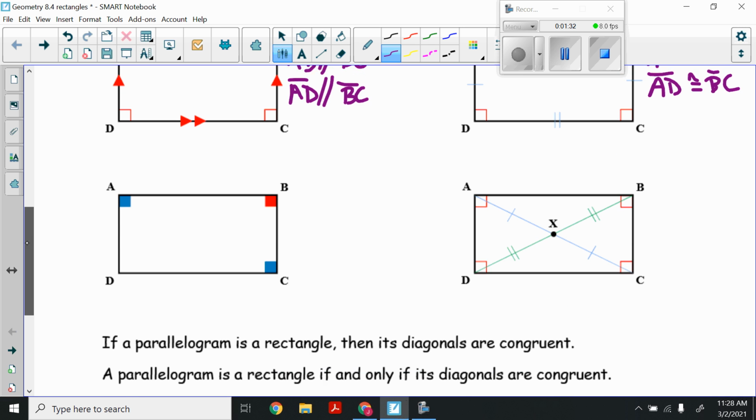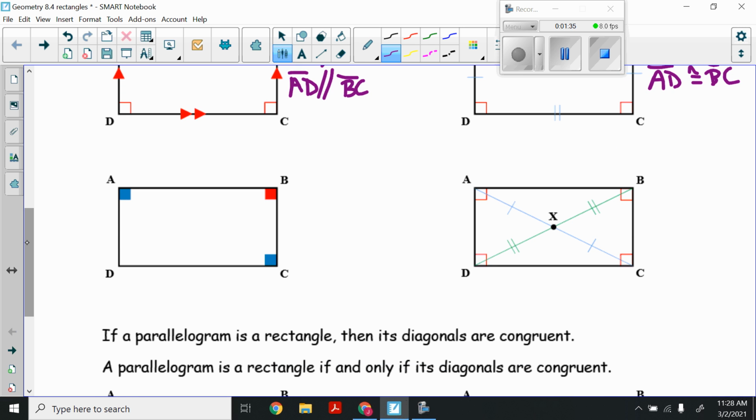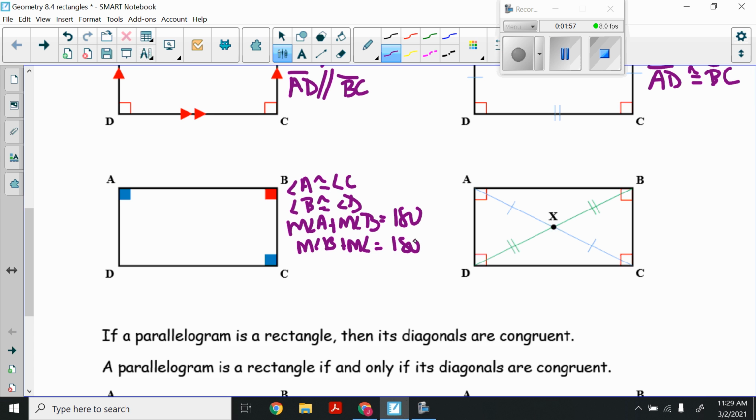Then we also know that opposite angles are congruent and consecutive interior angles are supplementary. So angle A has to be congruent to angle C. Angle B has to be congruent to angle D. The measure of angle A plus the measure of angle B equals 180. The measure of angle B plus the measure of angle C equals 180. The measure of angle C plus the measure of angle D equals 180. And the measure of angle D plus the measure of angle A equals 180.